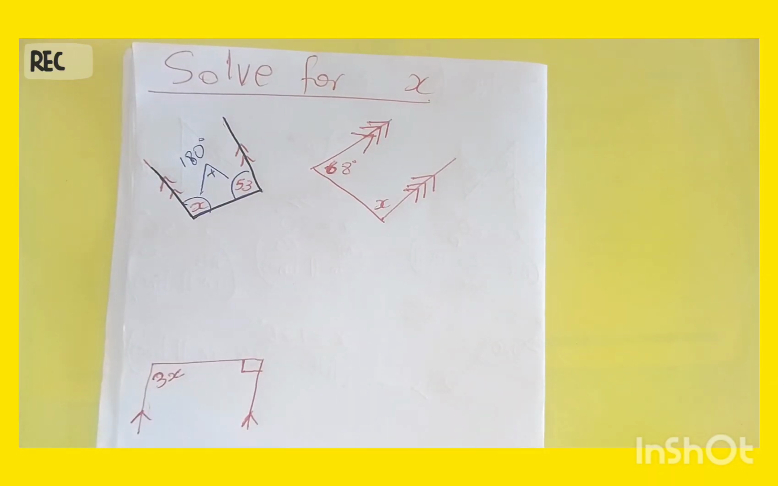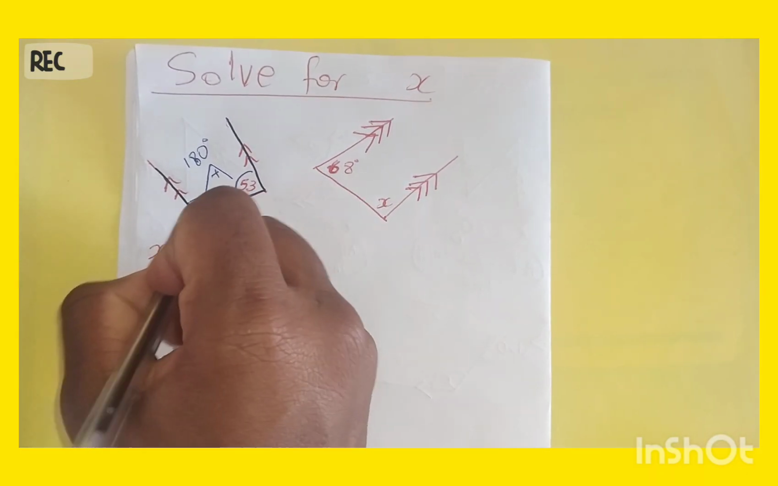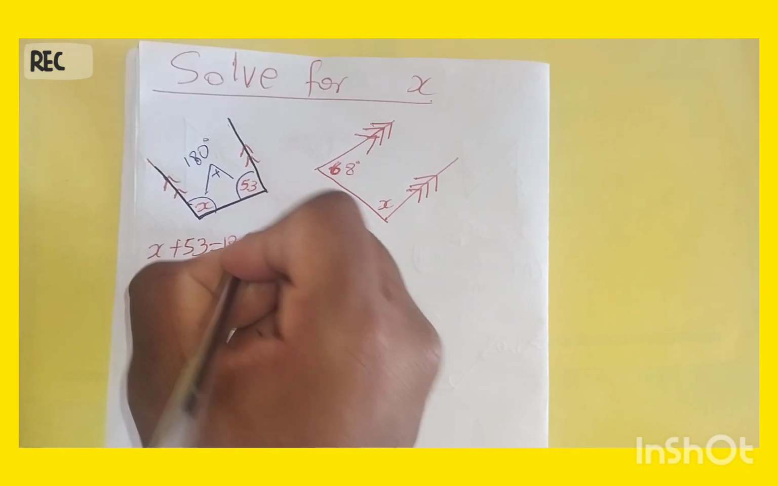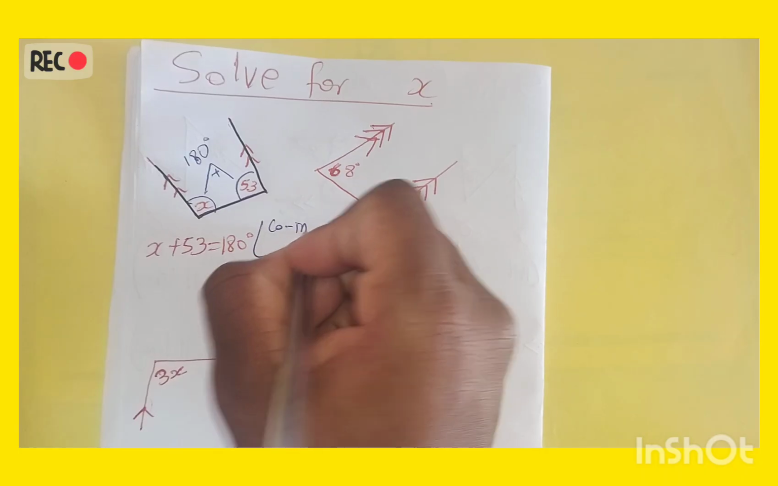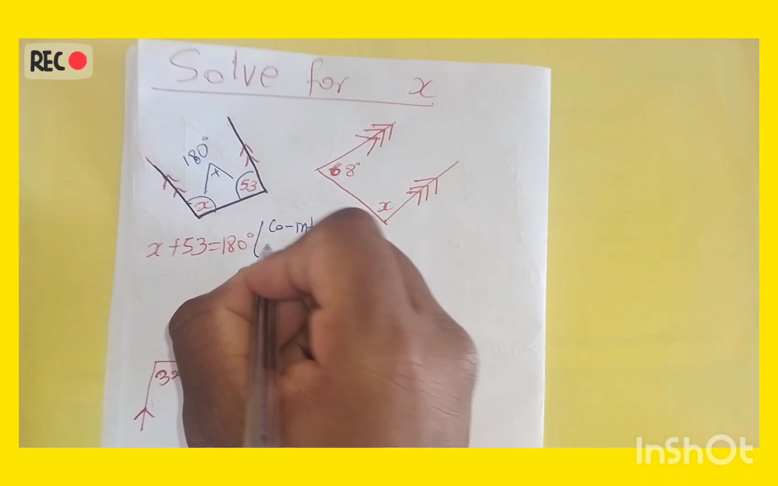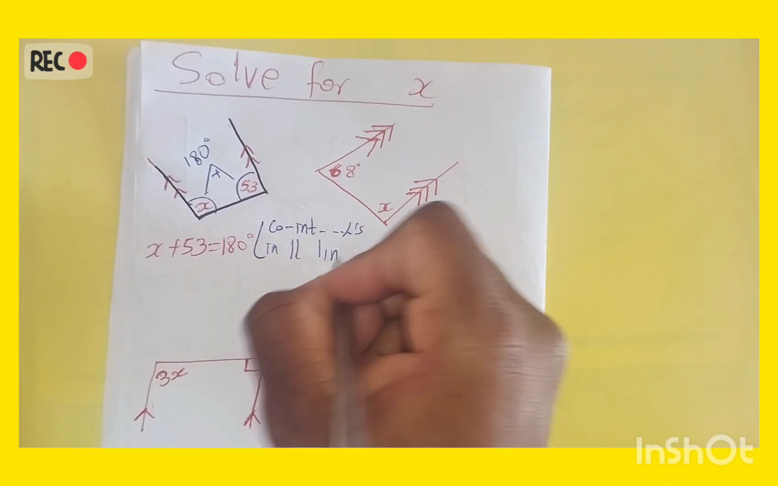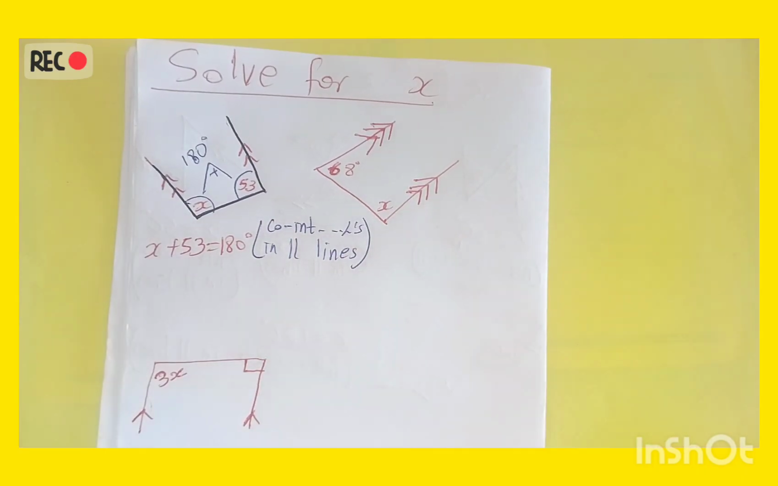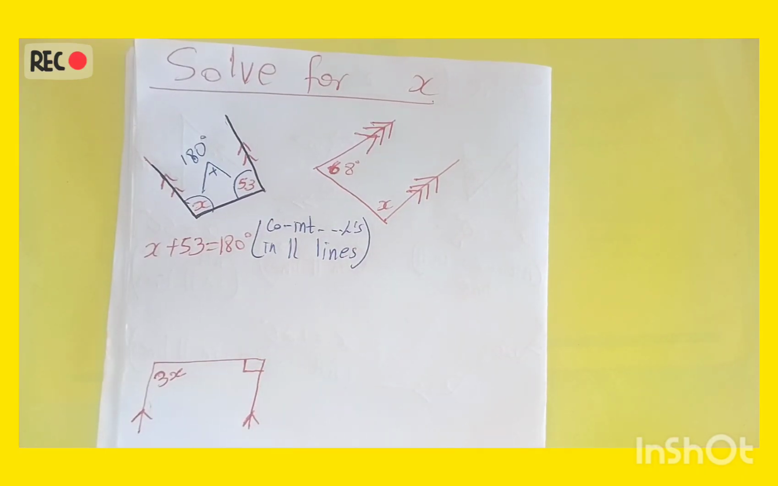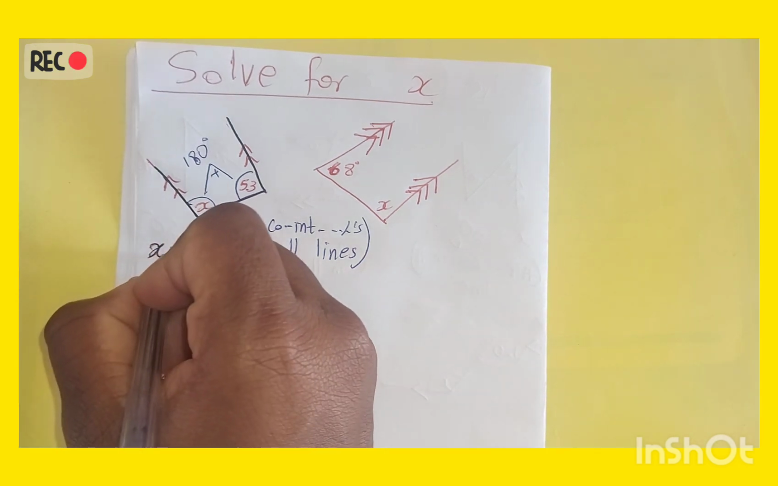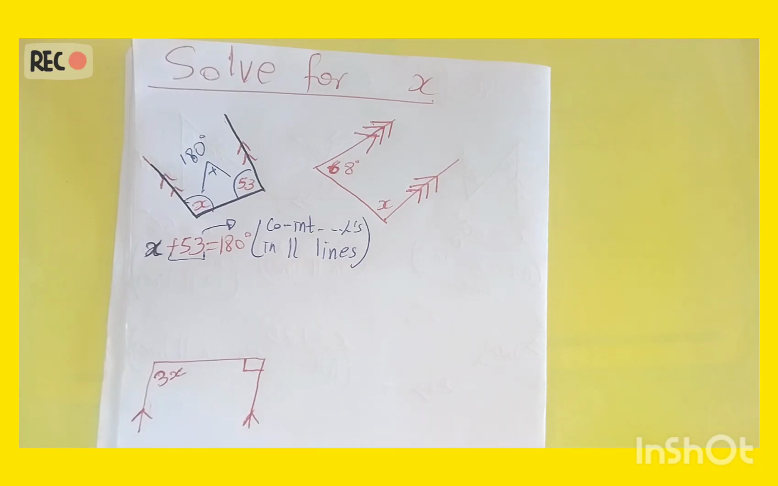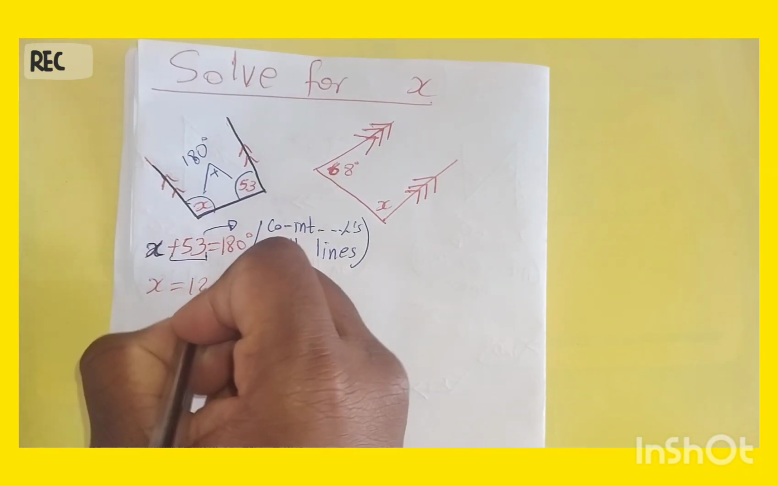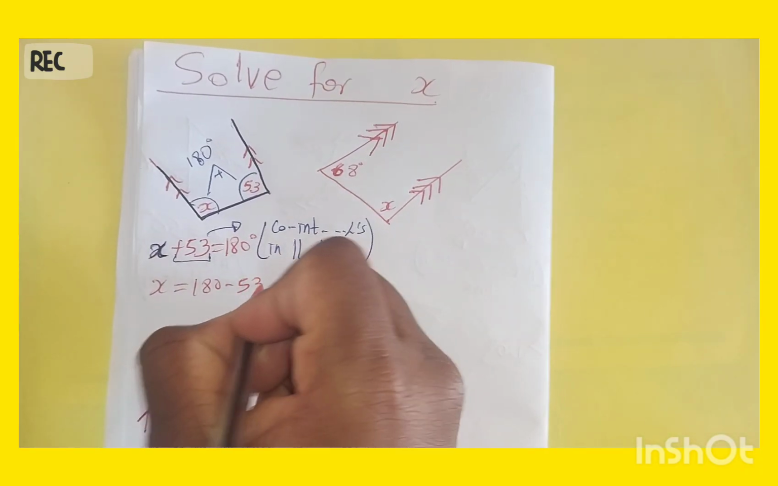Meaning that if I add x plus 53, I should get 180 degrees. The reason is that those are co-interior angles in parallel lines. And what I can do there is solve for x. Solving for x, we're trying to make x alone. Let's take this number to the other side, meaning x will be alone. This will just change the sign.